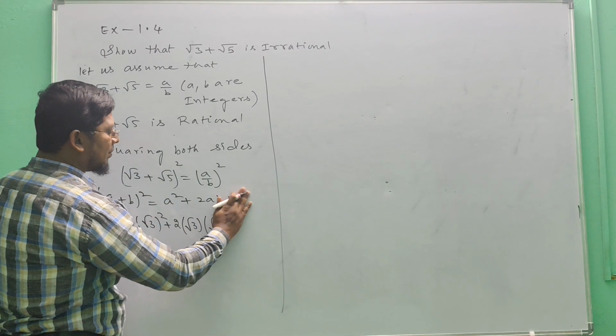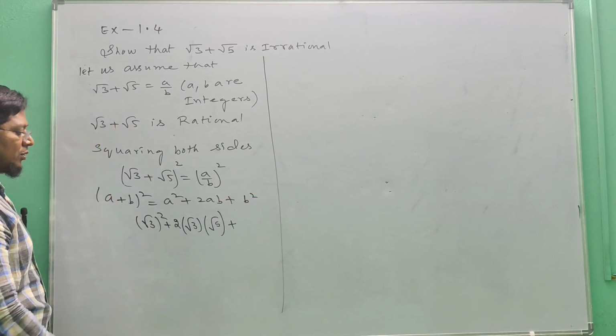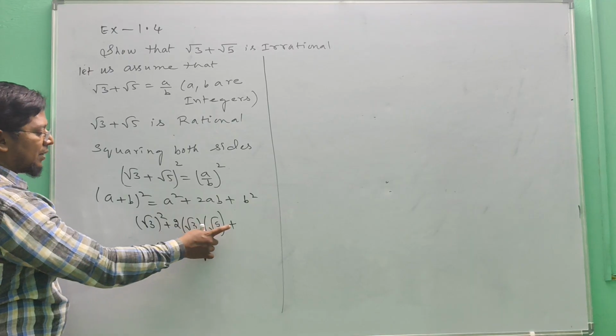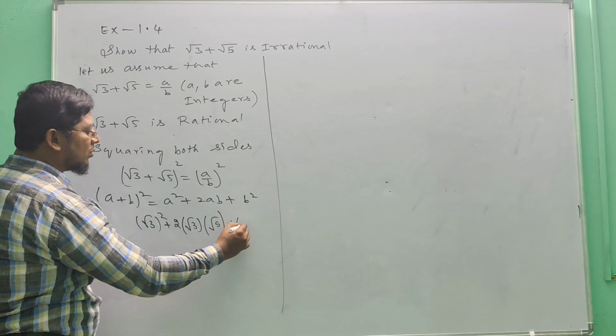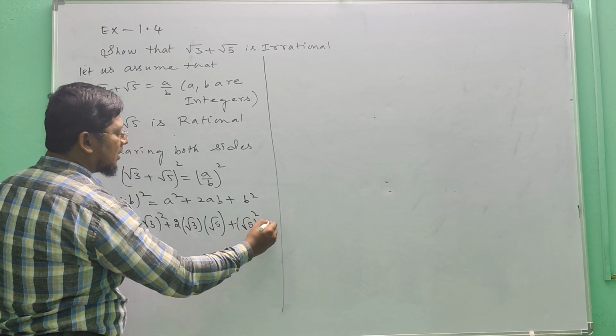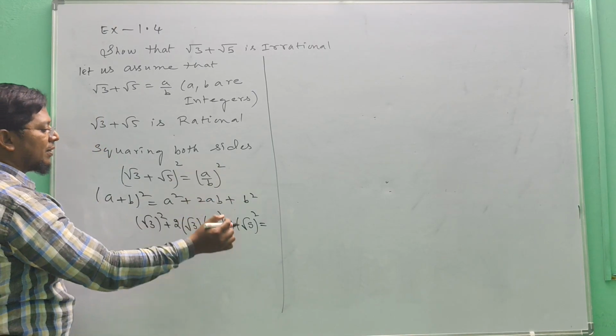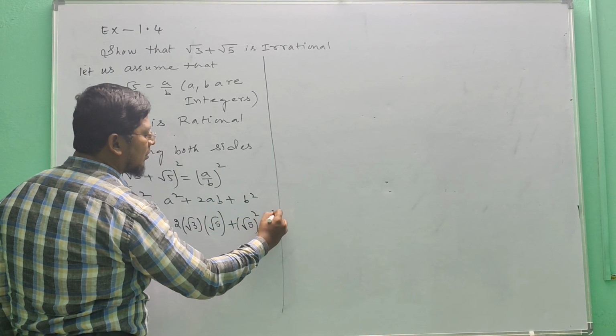a square plus 2ab plus b square. What is b value? Root 5 square is equal to what? a by b whole square means a square upon b square.